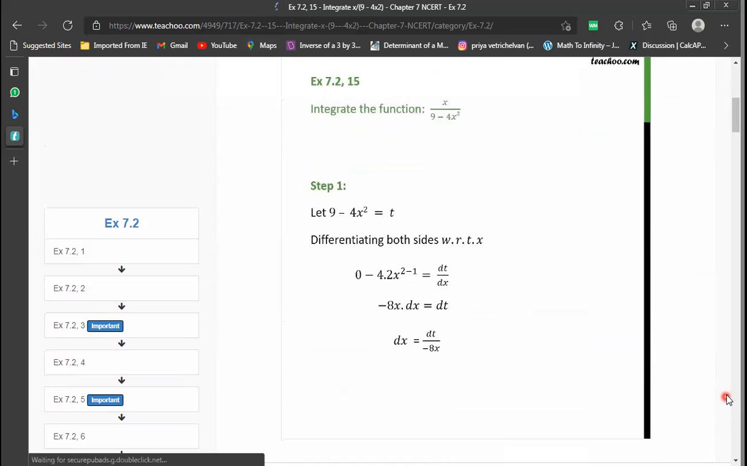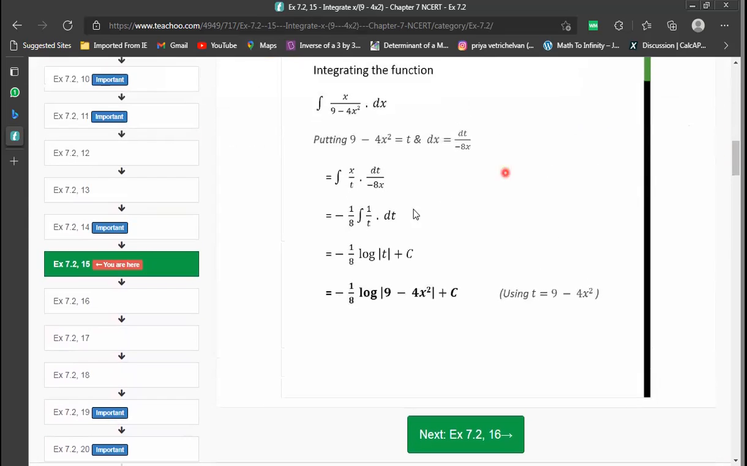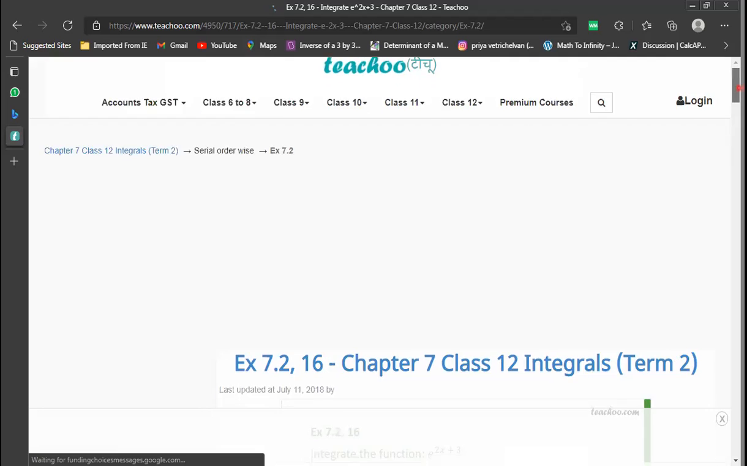Question number 2, x upon 9 minus 4x square. So here you are taking the denominator as t and you are doing the same substitution method and integrating. So when you integrate 1 by t, you are getting log t. So again, you will be putting back the t in terms of x.